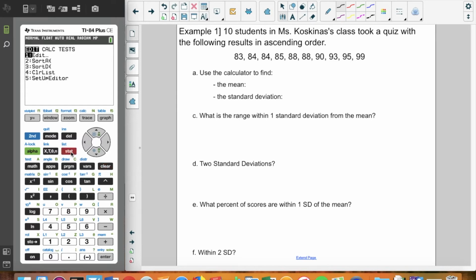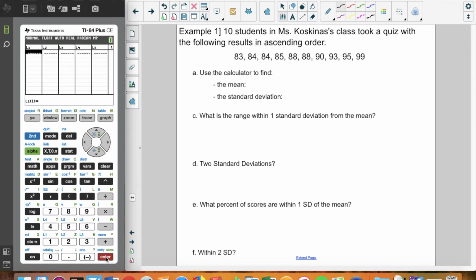You press stat. You press enter on edit. Now you're going to type your values into L1. So you type the first one, press enter, and then continue. So 84, 84, 85, 88, 88, 90, 93, 95, and 99.